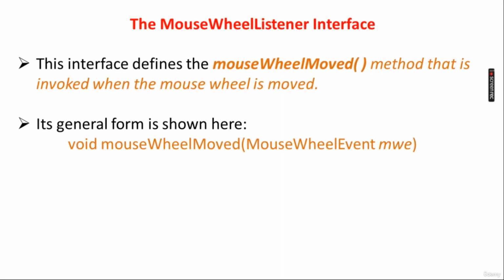Okay, MouseWheelListener interface. This interface defines the mouseWheelMoved method that is invoked when the mouse wheel is moved. We saw in a previous session that not every mouse has a wheel. If a mouse has a wheel, it sits between the left and right buttons of the mouse. Only mice that have the wheel will be able to use this interface, the MouseWheelListener interface.